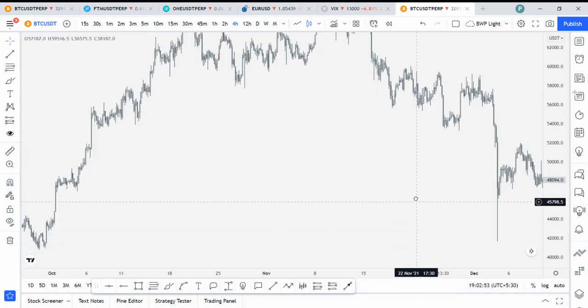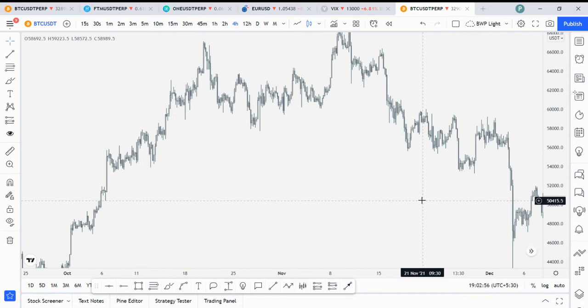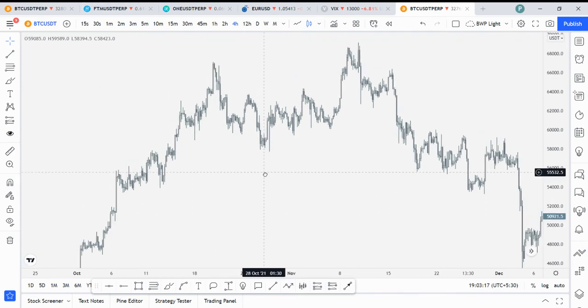Now, let me quickly say that there is an algorithm that controls price. In code, there is an algorithm that tries to balance the dynamics between supply and demand. This algorithm is constantly trying to push price to areas of liquidity. Now let me explain.